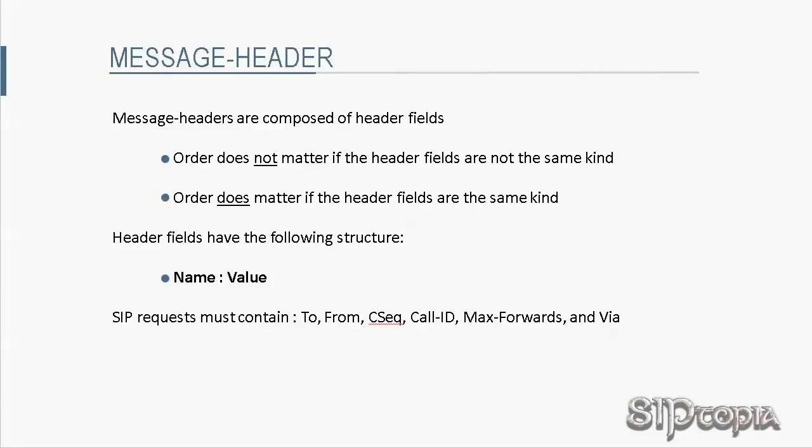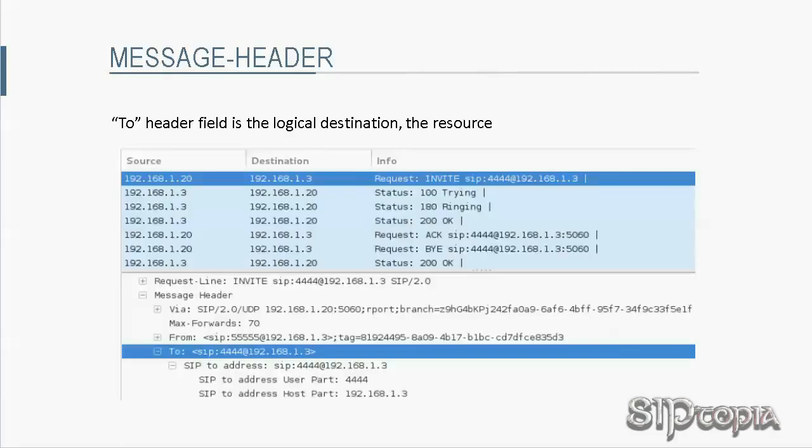Now let's go over these and some other SIP header fields quickly by using the call between Tarzan and Jane as an example. The To header field is pretty much the logical destination of the request, the resource that we are trying to reach. Keep in mind that this value might not be the ultimate destination.